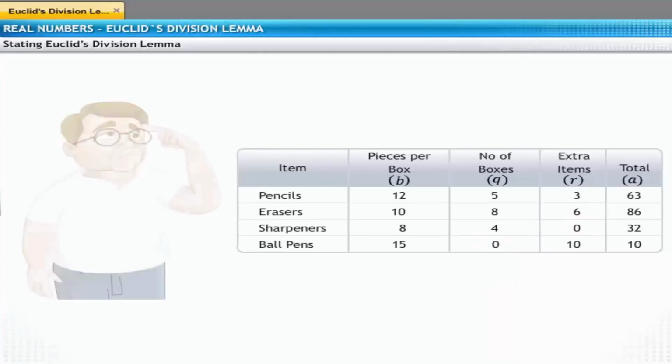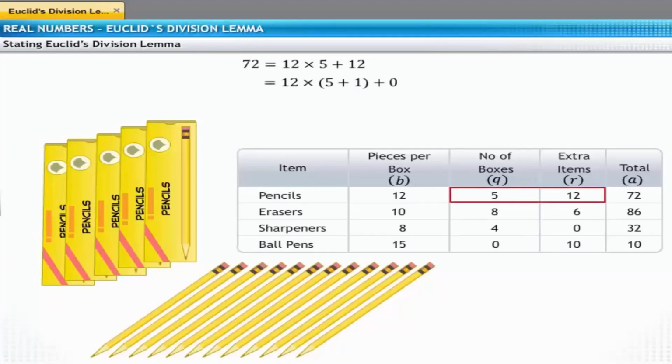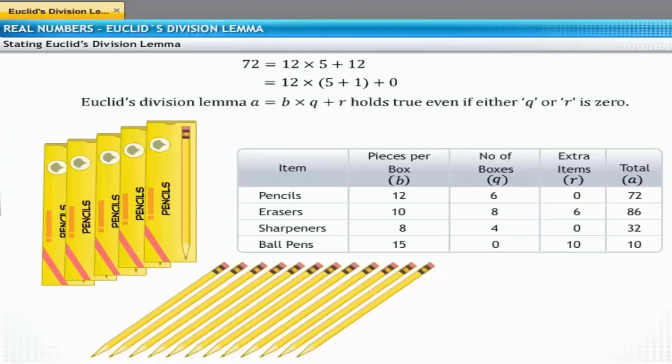Now suppose Mr. Chatura discovers he has 12 extra pencils instead of 3. What happens to Euclid's division lemma in this case? 12 pencils add up to one complete box. So we see that if R becomes equal to B, the value of Q increases by 1 and the value of R is reduced to 0. Thus, the value of R in the equation for Euclid's division lemma can be greater than or equal to 0 and less than the value of B.